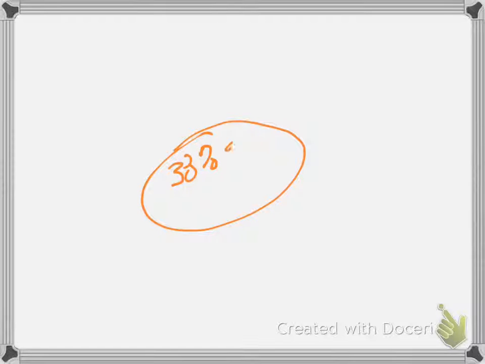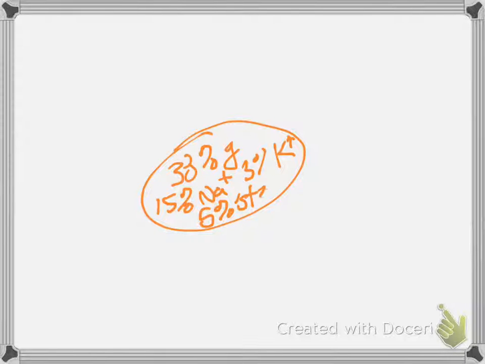The first thing I'm going to do is draw my cell. My cell is 38% glucose, 15% sodium, 3% potassium, and 5% starch. It's a lot of stuff.